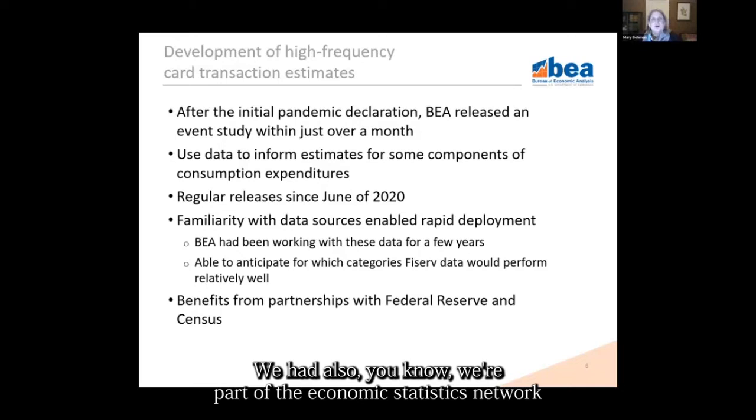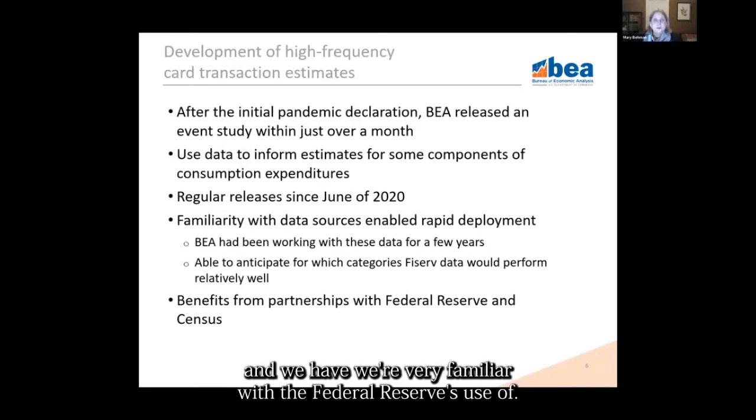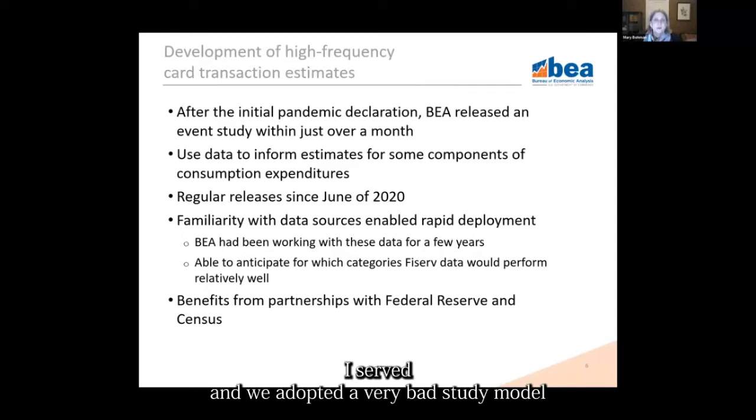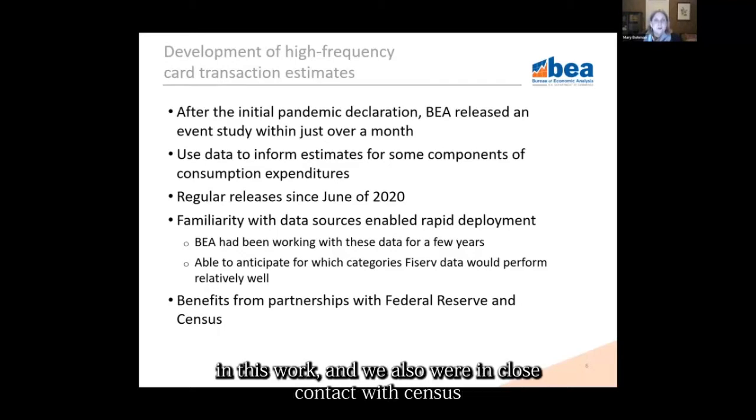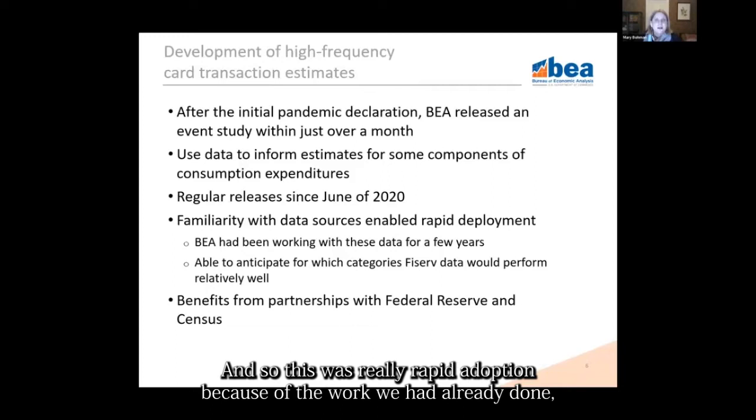We were also part of the Economic Statistics Network, and we're very familiar with the Federal Reserve's use of Fiserv, and we adopted their event study model in this work. And we also were in close contact with Census, which was also using the same data, and shared experiences. So this was really rapid adoption because of the work we had already done.